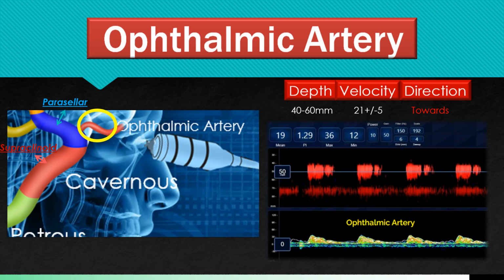In this M mode, you can see your ophthalmic and your siphon in one image. Now, your ophthalmic artery will feed the orbit. It is the first branch of your ICA, and the flow is towards the probe in a normal patient, and it will produce this type of red intermittent blood flow in the M mode.